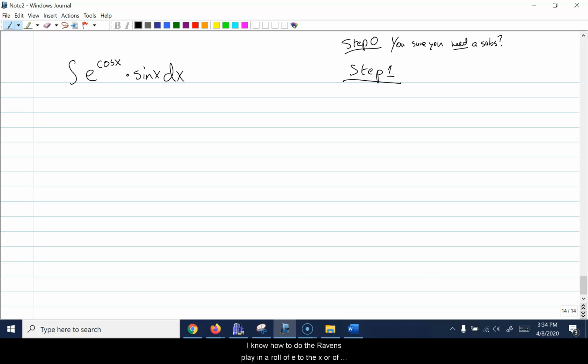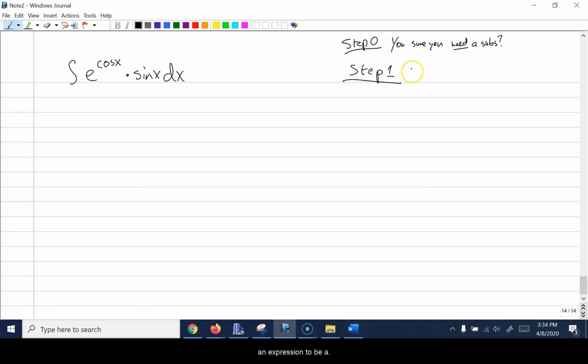I know how to do the integral of e to the x, or of sine x, or of cosine x, but two things multiplied together, I don't know how to deal with. Cosine inside of e to the, neither of these is something that shows up in the integral formulas that I have, the basic ones. So I need some trick. We're going to try a substitution.